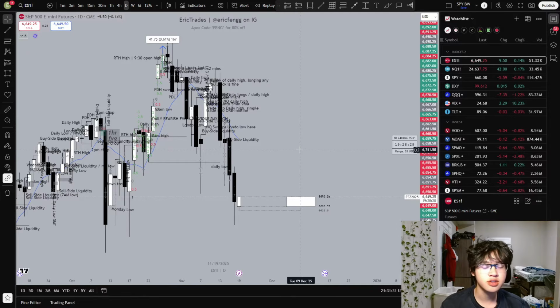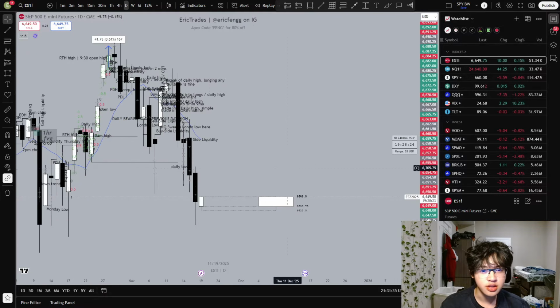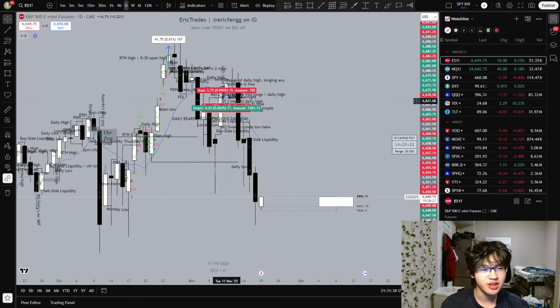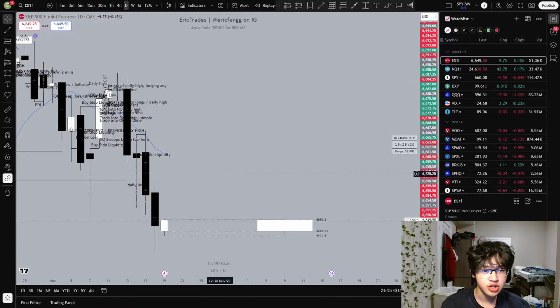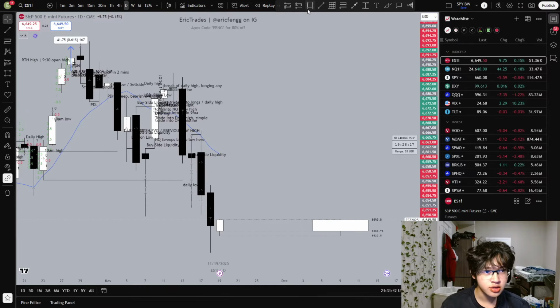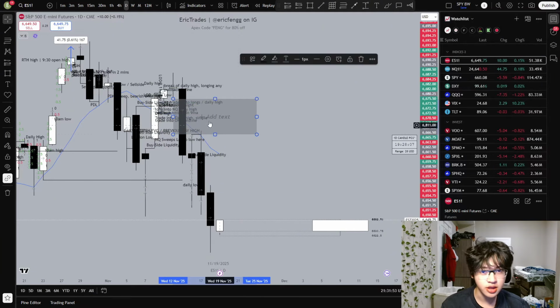So first step is determining the overall draw on liquidity, so we can see on the daily time frame, and excuse all these drawings, we're pretty clearly bearish on Monday, so the start of this week, and the day that I traded was Tuesday. We have a bearish daily fair value gap formed, and on Monday we come up and sweep Friday's high as well as tapping into that daily bearish fair value gap.